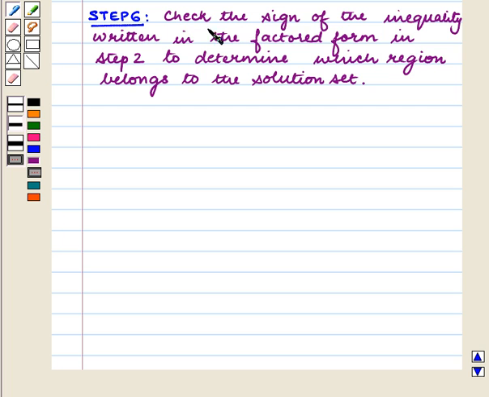Next step is to check the sign of the inequality written in the factored form in step 2 to determine which region belongs to the solution set. In step 2, we obtained the inequality in factored form, that is 3x plus 5 into x minus 1 is strictly less than 0. Now we check the sign of LHS of the inequality for each region by choosing any point in the region.